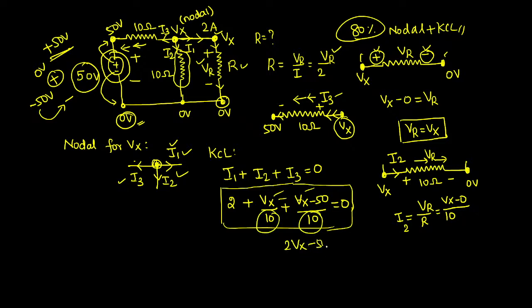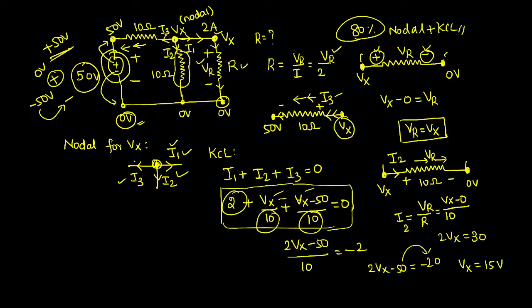So 2Vx minus 50 divided by 10 equal to, if you pass this 10 to the right hand side, it will become minus 2. Now what will come? 2Vx minus 50 equal to minus 20. From this I can say 2Vx equal to minus 20, and moving 50 to the right side, plus 50. Plus 50 minus 20 will become 30 voltage. From this the value of Vx will become 15 voltage. So we got the answer.